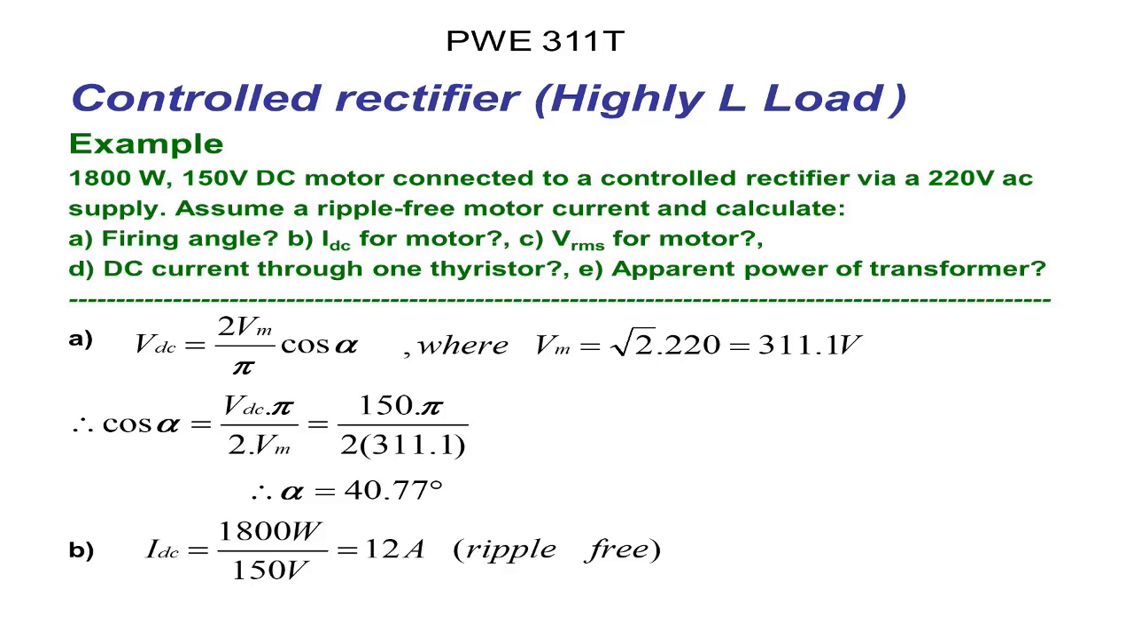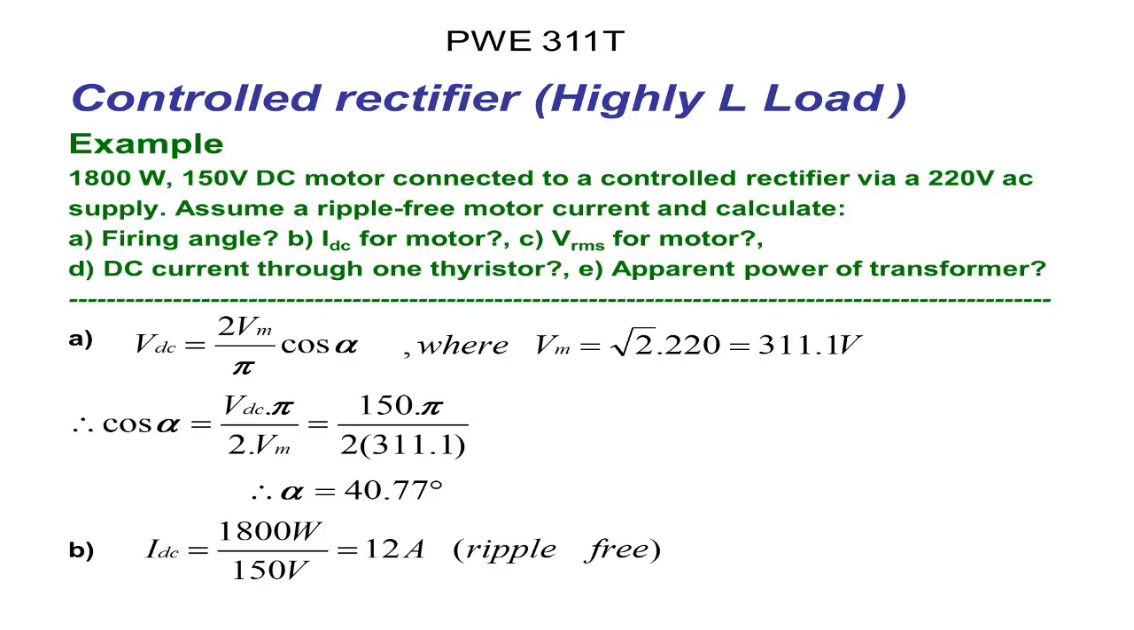It's a 1,800 watts, 150 volts DC motor connected to a controlled rectifier via a 230 volts AC supply, assuming ripple-free motor current. Calculate the following. Remember that a motor is an inductive load. So I have to calculate the firing angle, calculate IDC for the motor, calculate VRMS for the motor, calculate DC current through one thyristor, and also the apparent power of the transformer.